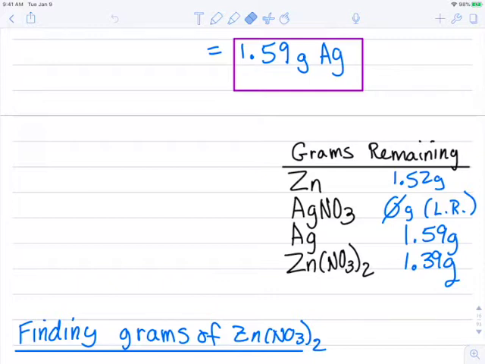Okay, so every once in a while a problem like that appears on an exam, so make sure you're ready to do a problem like that.